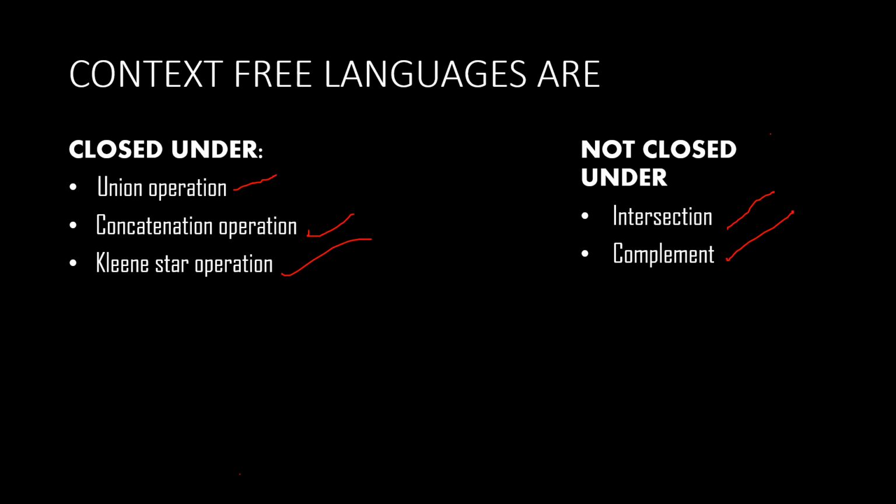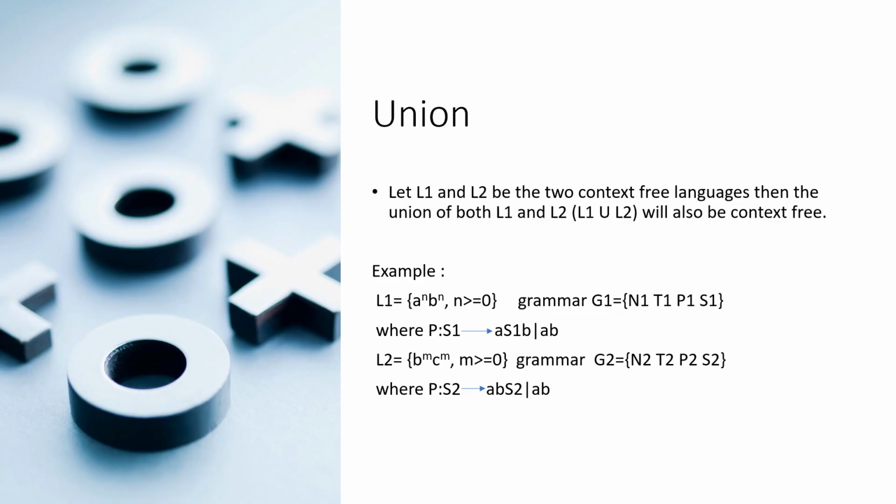Let's start with the union operation and get more knowledge on that. Union operation: let L1 and L2 be two context-free languages, then the union of L1 and L2 will also be a context-free language. It means if we do an operation between two CFLs, then the resultant language is also a CFL. We'll understand more with an example.